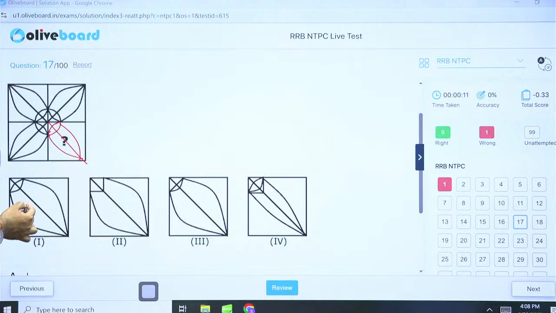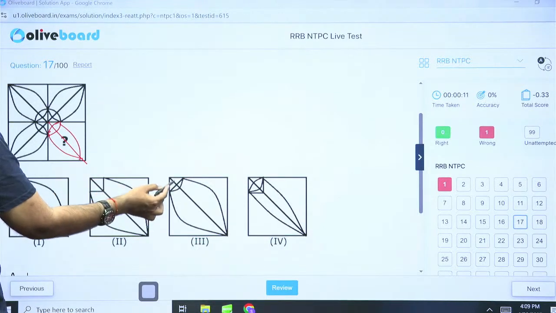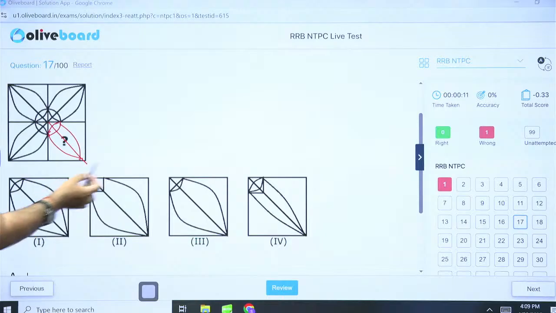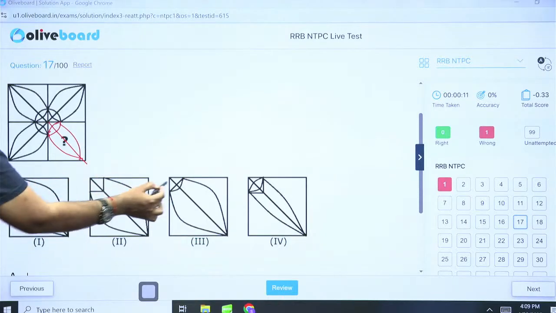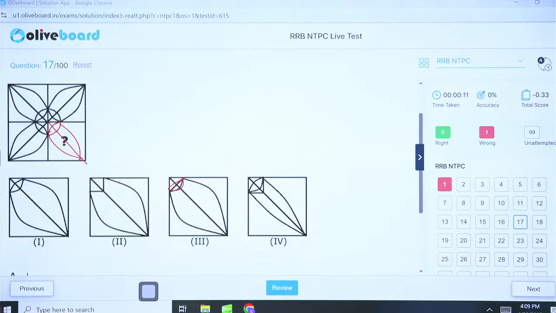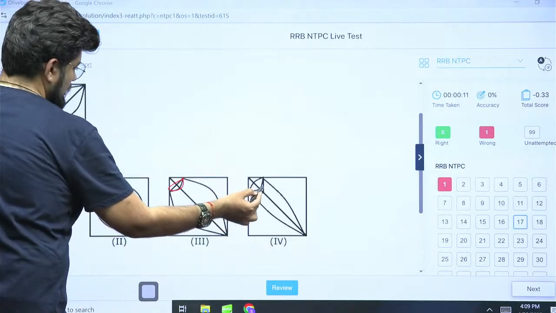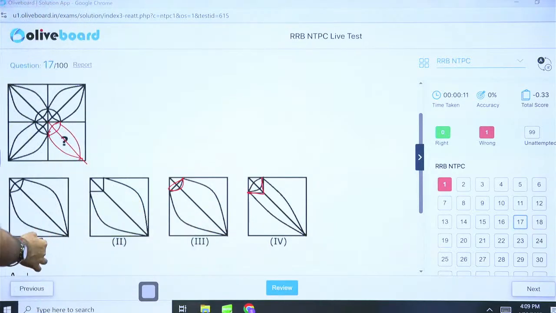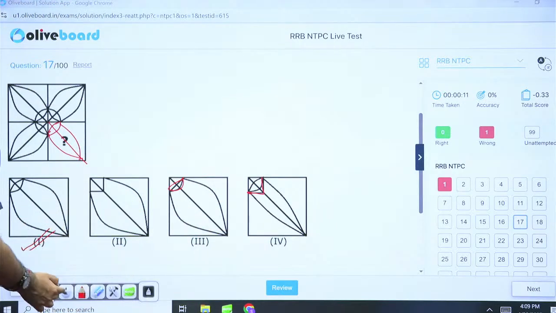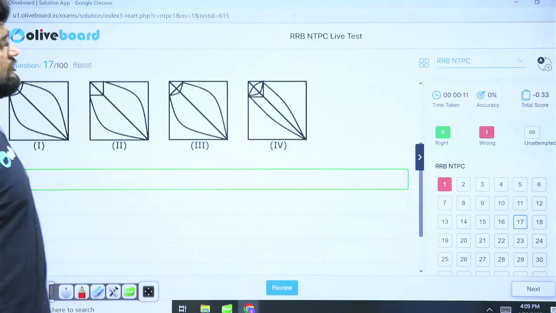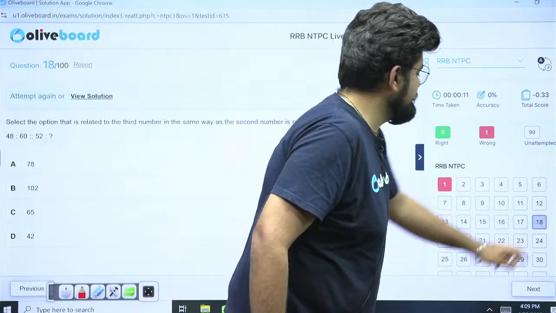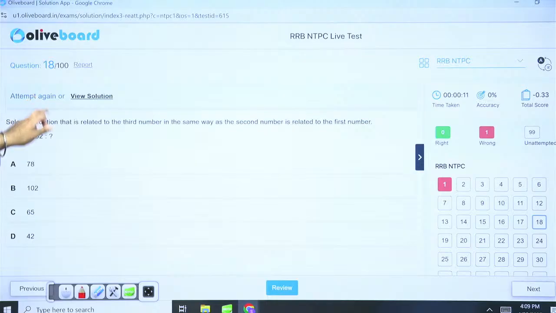Clearly see, this is only in option 1 and nowhere else, because something or the other is missing. The curve is there, but this is not the same. There is some difference. There is a straight line here and a half partial curve, which is not correct, and this is not correct at all because of the triangle which is being formed here. So figure 1 is the correct answer, which is option A. Question number 18. 48, 60, 52, what?